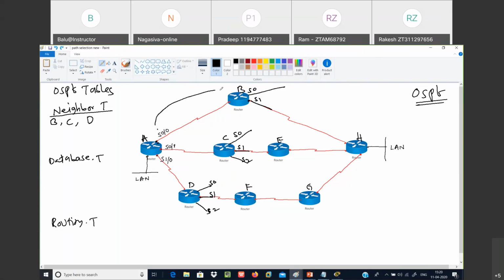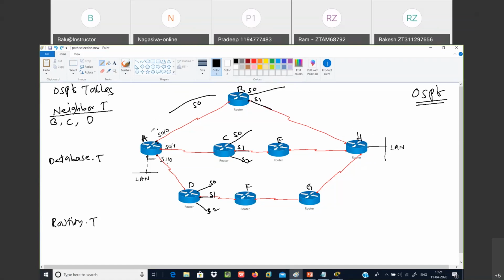So A is going to ask B, hello B, I'm trying to reach H router. My destination is H. So B router, you tell me how many routes are available from B. B is telling A that yes, S0 and S1, two paths are available. So B is going to update A with two links: link 1 is serial 0, link 2 is serial 1.